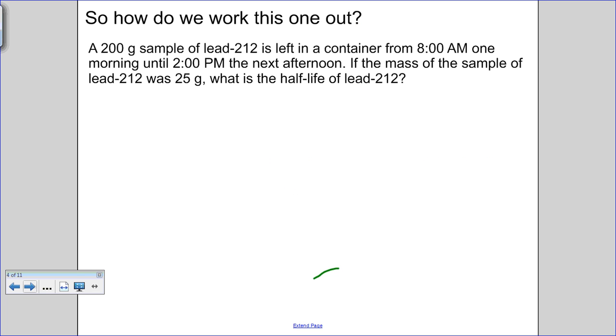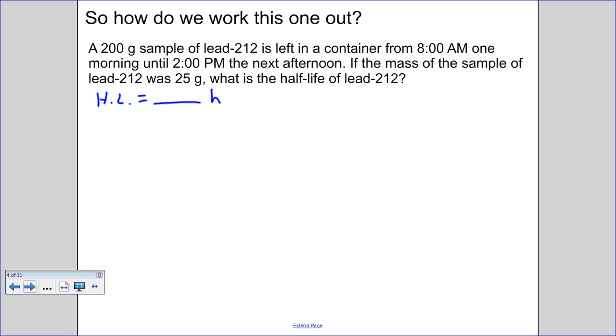And here's one to try. So pause the video now and see if you can figure out the answer to this question. So, sample of lead. What is the half-life? So we're looking for half-life. And it's going to be probably in hours, because our times are in hours. So I'm going to say hours, and if I'm wrong, we'll change it then.